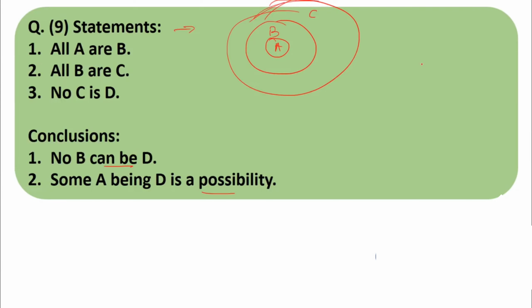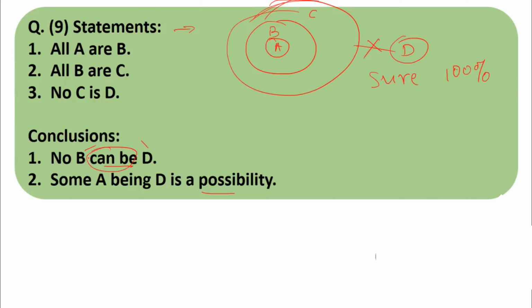No C is D. So D is away from C. C and D are not connected at all. Conclusion: no B can be D. Relation between B and D. Now over here, if you observe the diagram directly, B comes inside C and C is not at all connected to D. How can B be connected to D? So this is a sure-shot thing which we can see over here, that 100% we know that B is not connected to D. Still they are giving it as a possibility.